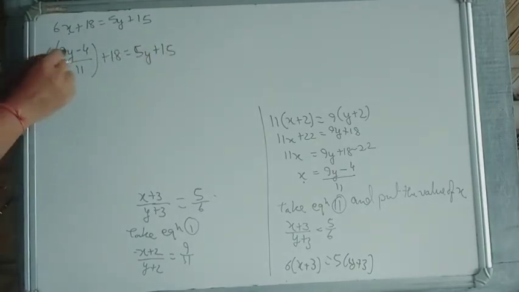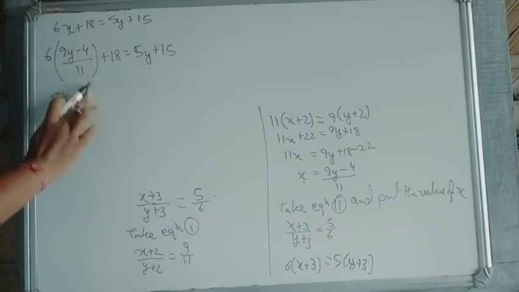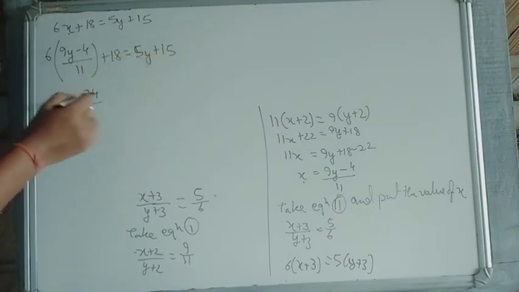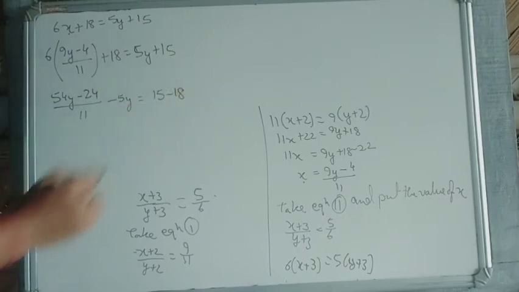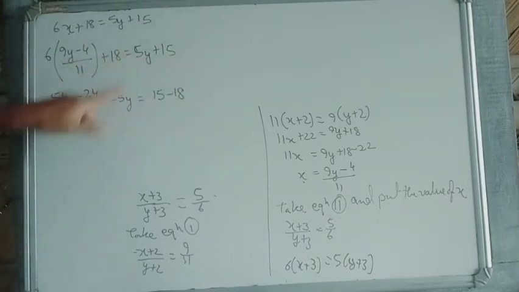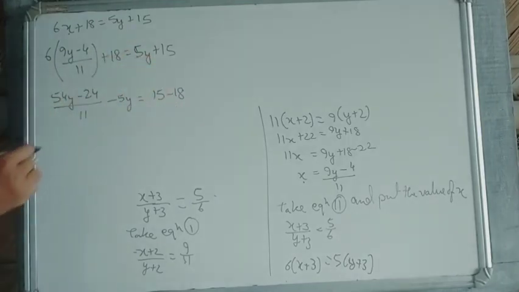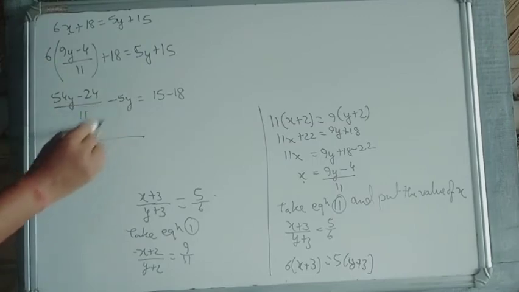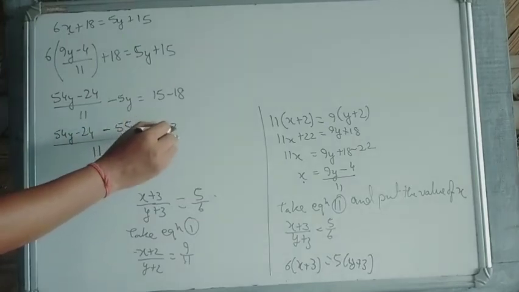Now we'll simplify. We cannot cut this one. 6 nines are 54y, minus 6 fours are 24, by 11. This 18 will go that side, 5y will come to this side as minus 5y, equal to 15, and 18 will go that side as minus 18. So 5y I brought this side, it becomes minus 5y, 18 goes that side and becomes minus 18, 15 remains. Now take the LCM 11, it will remain the same: 54y minus 24, 11 into 5 is 55y, is equal to minus 3.